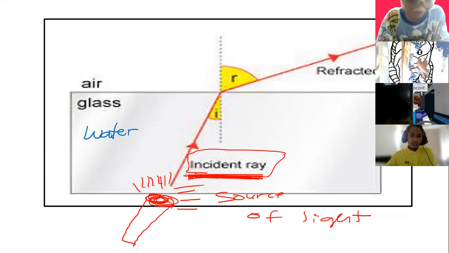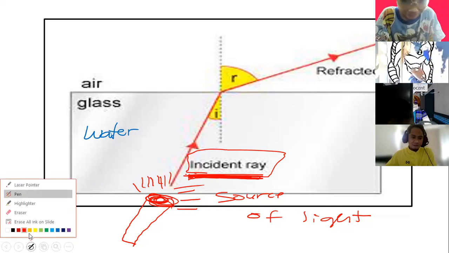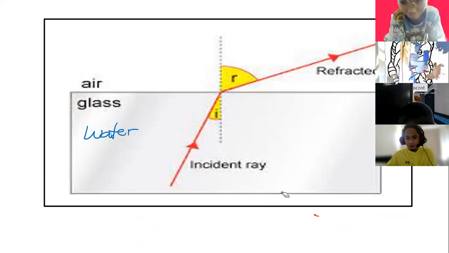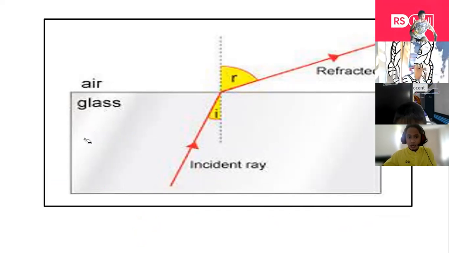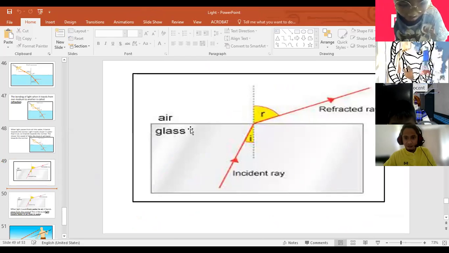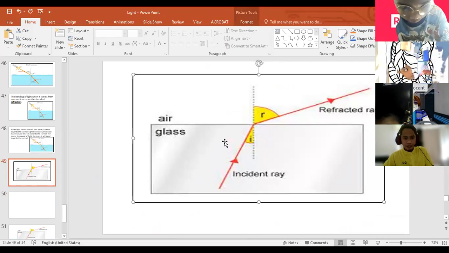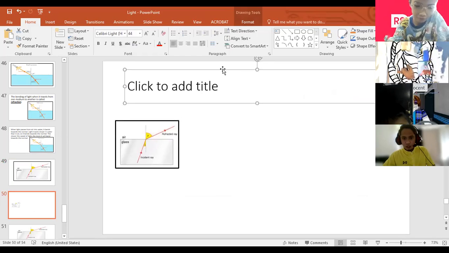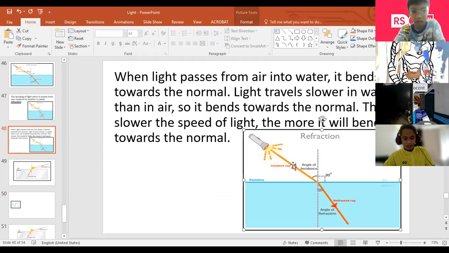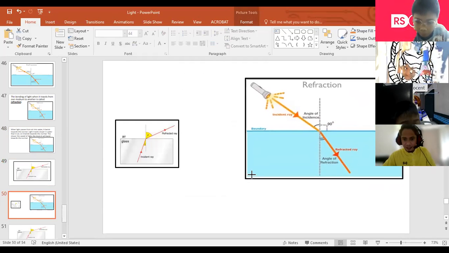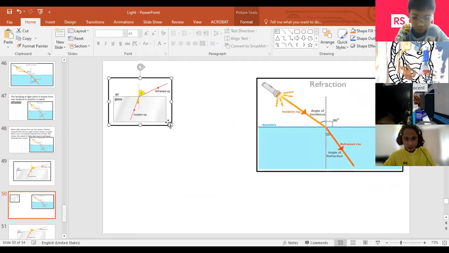Okay. Now, what did you observe? What is the difference between them? Wait for a while. I will make it easier for you. I will make one slide so that you can identify the difference between the two. Can you see what I am doing here? I will put two here so that you can identify easily the difference between the two.